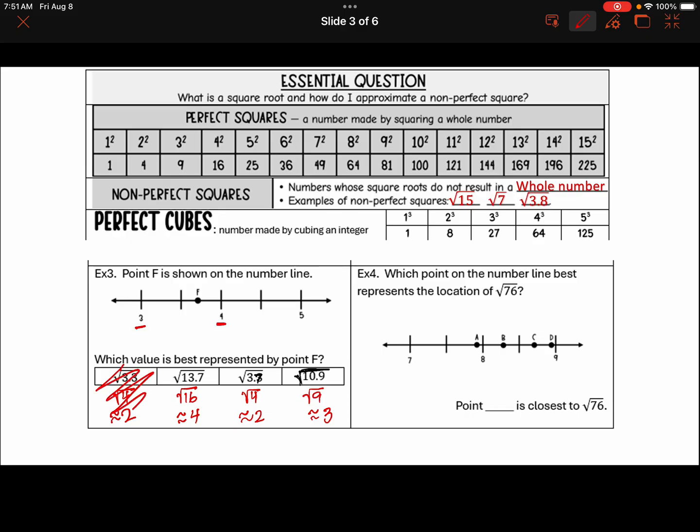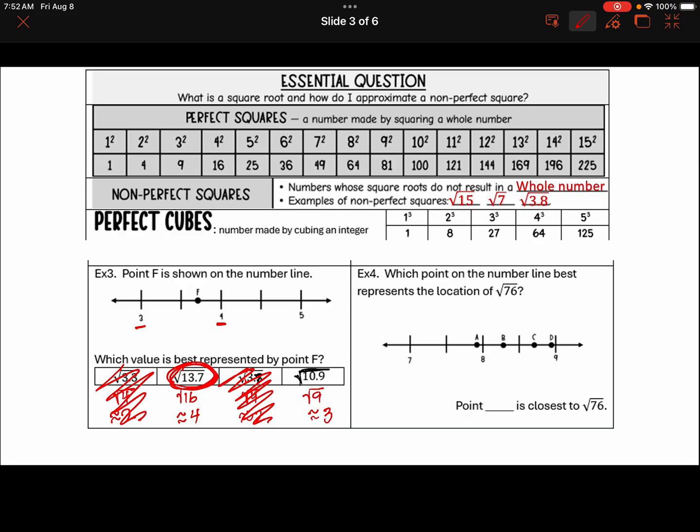So my ones that were closer to 2 are gone. And then I've got one that's closer to 4 and one that's closer to 3. So right here, I've made the selection. That would be the best representation for F.